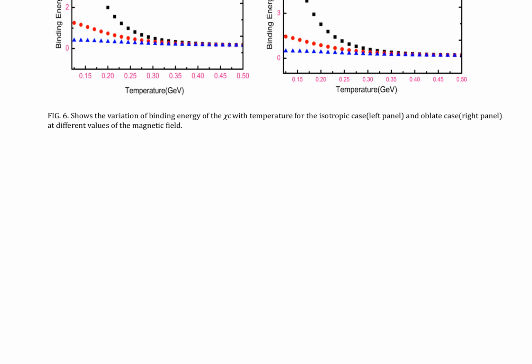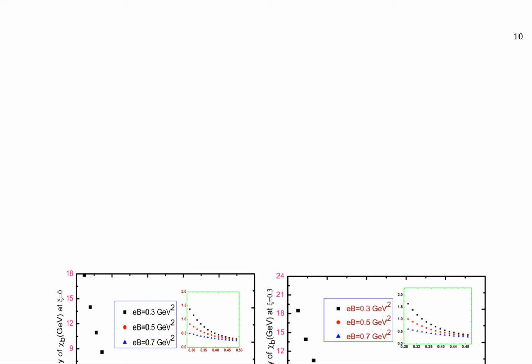The left panel, corresponding to the isotropic case, reveals a similar monotonic decrease in binding energy with temperature, akin to the chi-C case. In the right panel, the oblate case exhibits a more pronounced deviation from the isotropic behavior, with the binding energy displaying a non-monotonic trend. The interplay between temperature and magnetic field strength is evident, with the binding energy responding differently to these variables in the isotropic and oblate scenarios.